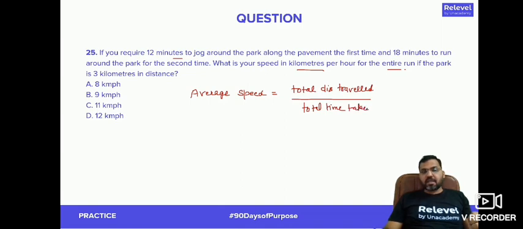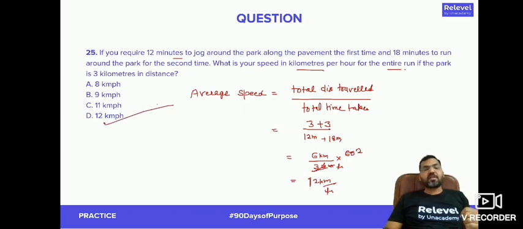Now you see that the total distance traveled is 3 plus 3, that is 6, right? And for the first 3 kilometer time is 12 minutes, and then it is 18 minutes. So total it is 6 kilometer traveled in 30 minutes. Minute can be converted to hour by dividing by 60, right? So the overall speed would be 6 into 2, that is 12 kilometer per hour. So overall speed will be 12 kilometer per hour. B is the correct answer.